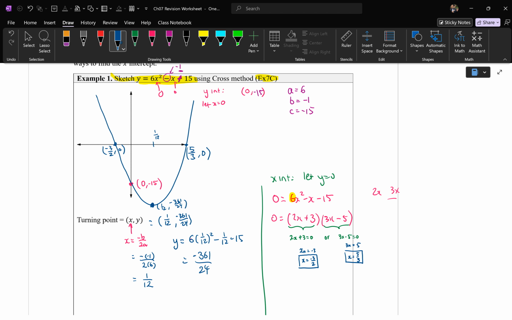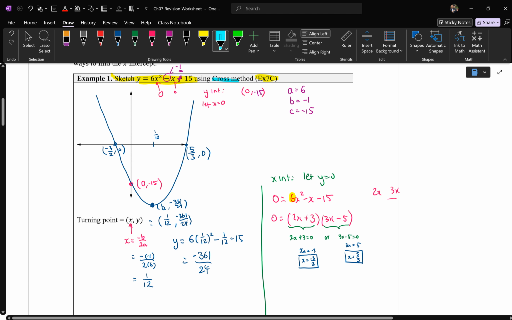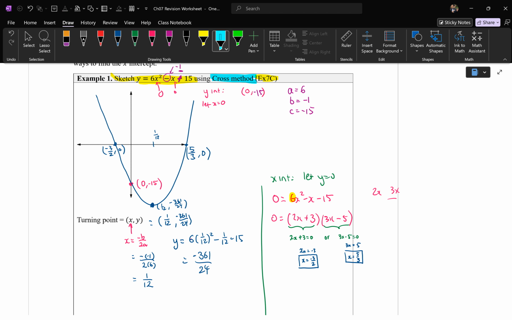But you see the method for exercise 7c, y-intercept, turning point, x-intercept, that's the first method, cross method. Okay, so I'm going to write here, cross method. That's the first one. Now for some of you, you might be looking at this and going, oh damn. If your turning point is messy, this is why I don't like using this one. I don't normally use this.